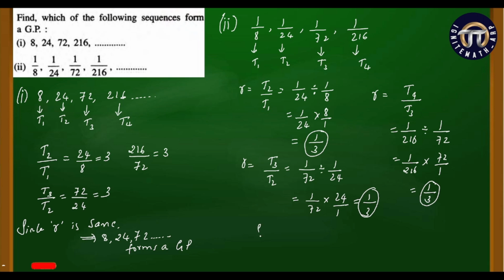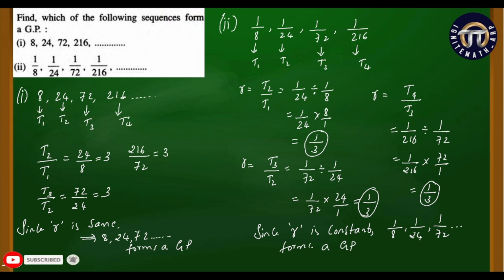So what's my conclusion here? Since the common ratio R is constant, it is same, I can say 1 by 8, 1 by 24, 1 by 72, so on forms a GP. Clear, children? It is one of the properties, in fact. Because in the first case we checked 8, 24, 72 and 216 is a GP. Reciprocal of a GP is also a GP. See, if you observe clearly here, it is 1 by 8, 1 by 24, 1 by 72 and 1 by 216. That should also form a GP. About the properties we can discuss later.